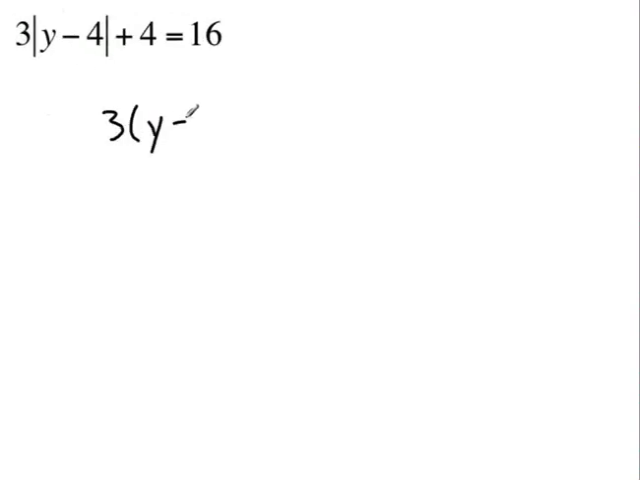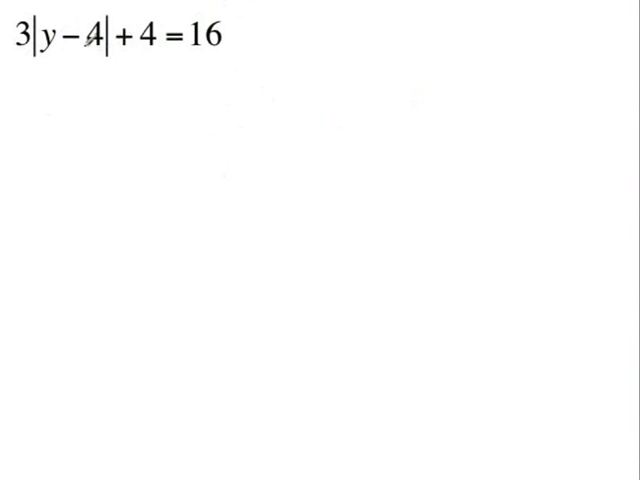All right, this one says 3 times the absolute value of y minus 4 plus 4 equals 16. Now, what a lot of people want to do is write two equations from the very get-go. But since that's wrong, I'm not going to write them. What we need to do before we can drop the absolute values is get the absolute value by itself.